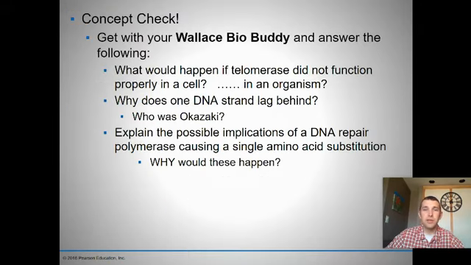If telomerase did not function properly in a cell, like if it did not function properly in your germ lines, you would give birth to somebody who has a shortened life expectancy because eventually their DNA would get too short. If their telomerase did not function properly, by the time their offspring and the next offspring are born, their chromosomes have been reduced to being too short to be functional, and that would not be evolutionarily sustainable. So that would be a trait that would not continue on in the population.